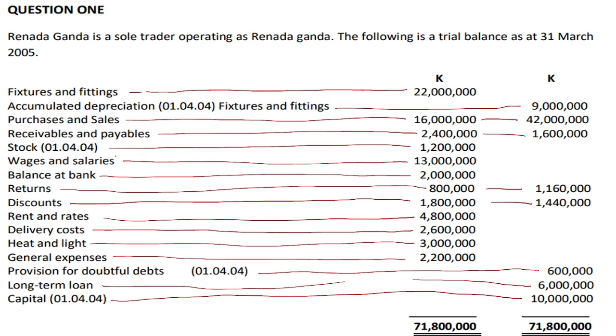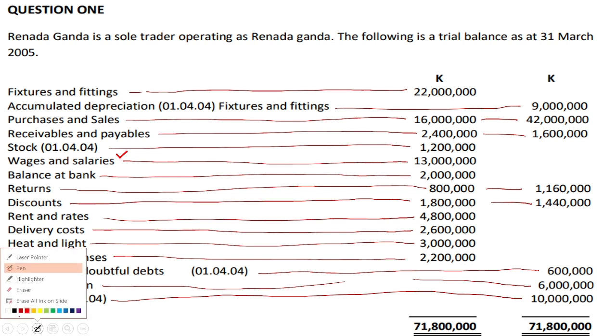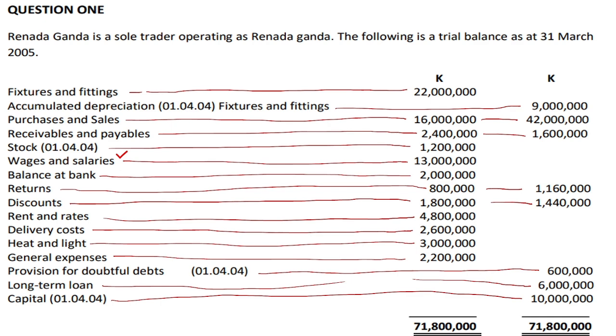We have the wages and salaries, rent and rates. Let's start with the wages and salaries, which is 13 million. This wages and salary has got an adjustment, not so? Yes, which was contained, and that was for drawings.